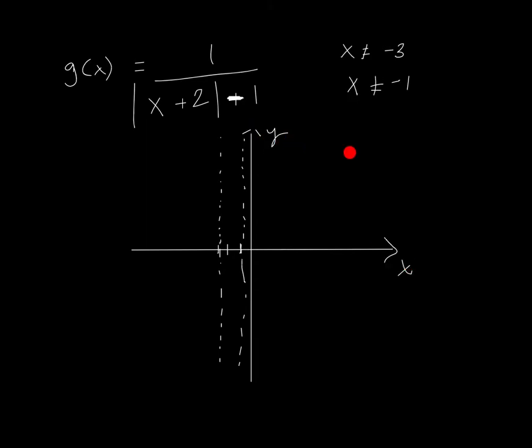So let's just put in a couple points. Let's put one in each one, x and y. So if we put in a -2, that's a good one, right? -2 plus 2 is 0. So 1 over -1 would be -1. So we're going to put a point. Oops, I picked one in the middle. So -2, -1 is going to be down here.